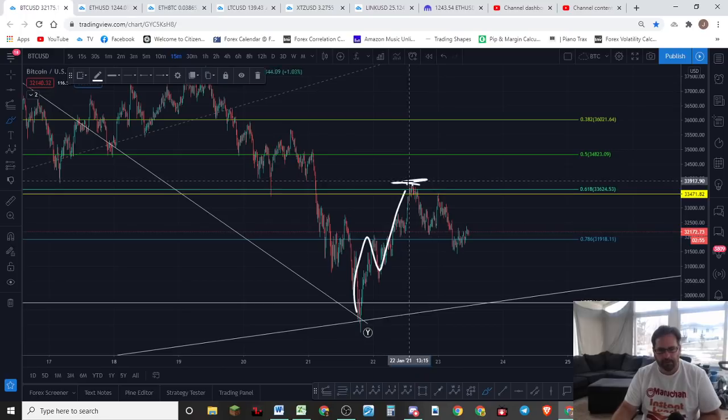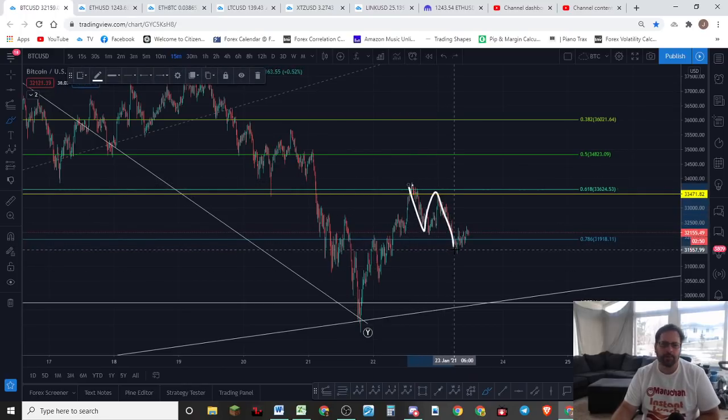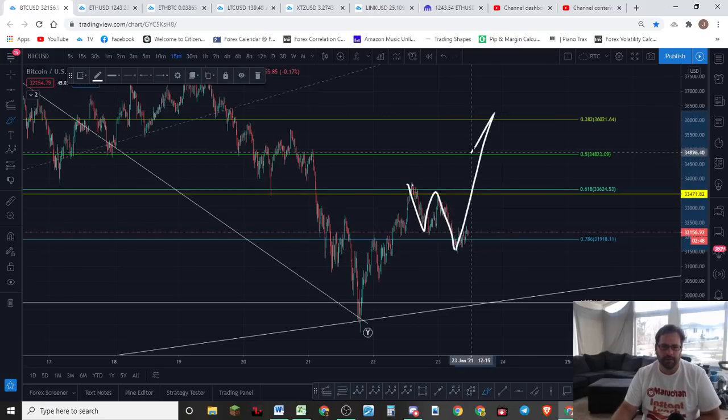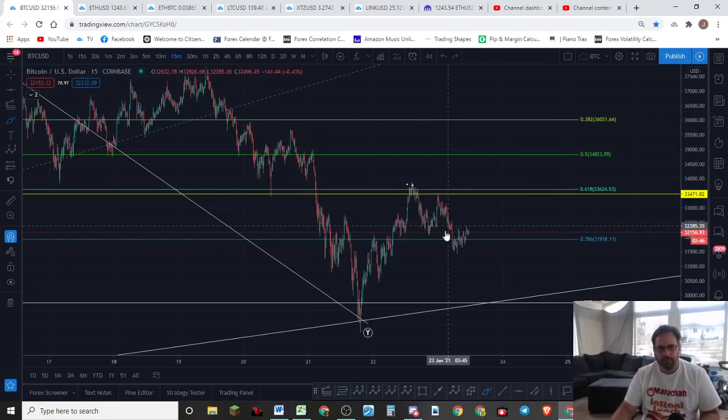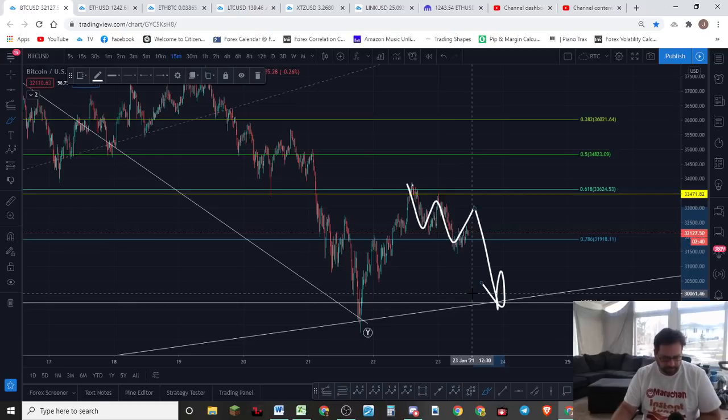It comes to the 1-to-1 extension. It looks like a 3-wave move. Now we've got what looks like a 3-wave move coming down. It makes you think it wants to go that way, right? Well, remember, this could be a 1, 2, 1, 2, and we could be heading down from here. So that's a possibility.